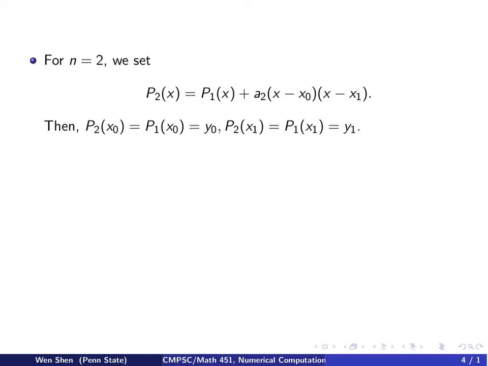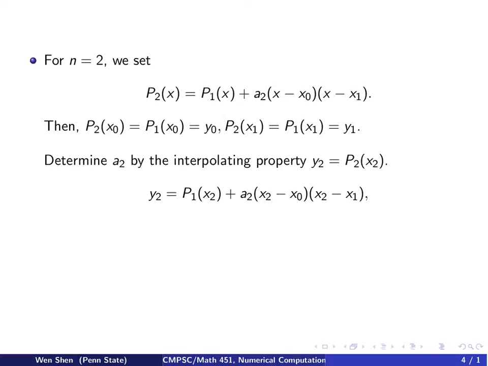Therefore, p2 interpolates at the points x0 and x1. And now, in a similar way, the coefficient a2 can be determined by using the last interpolating point, which is x2, y2. So p2 evaluated at x2 must equal y2. Plug that in, we get this expression.